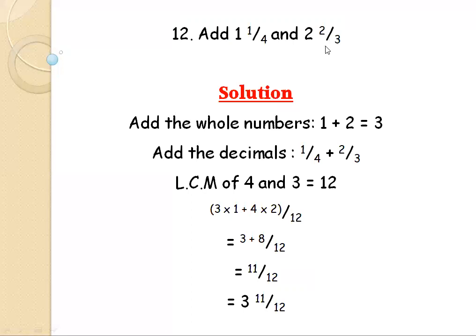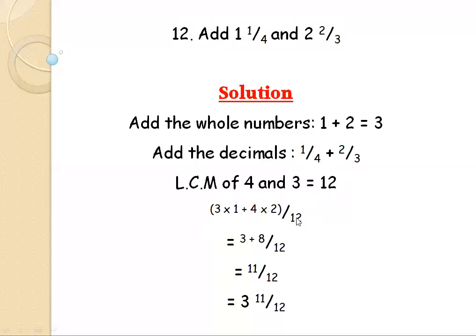All right, the next question says add 1 and 1 over 4 and 2 and 2 over 3. Now when I have questions like this, it's good to separate them. Add the whole numbers separately and add your fractions separately. So I'm adding the whole numbers 1 plus 2, that will give me 3. And then I have the fractions 1 over 4 plus 2 over 3. If you look at this, they do not have the same denominator, so I'll have to find the LCM. The LCM of 4 and 3 is 12, isn't that so?